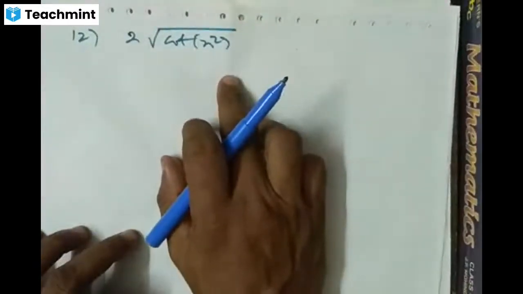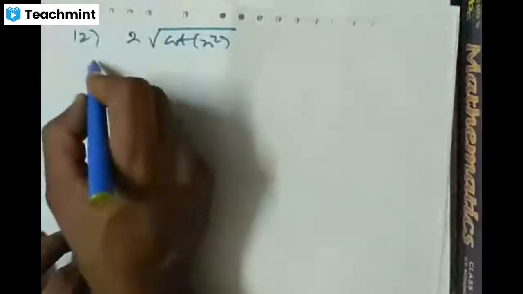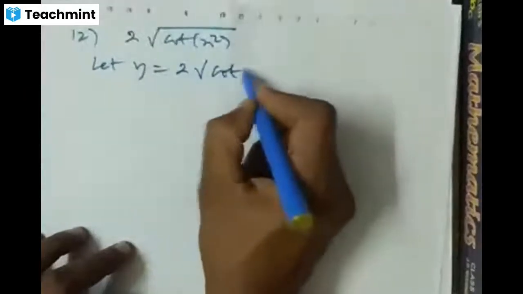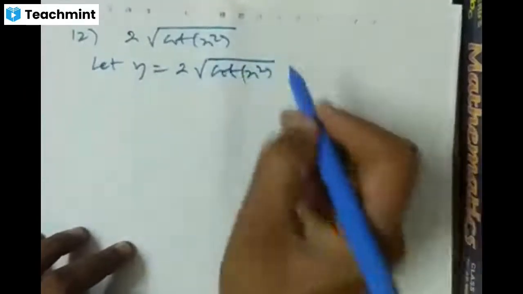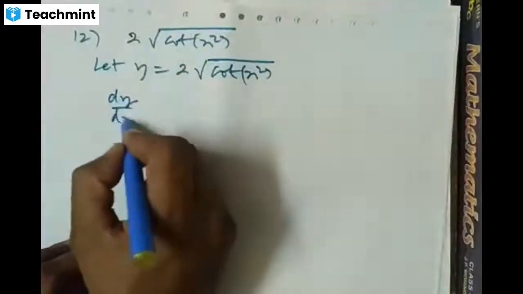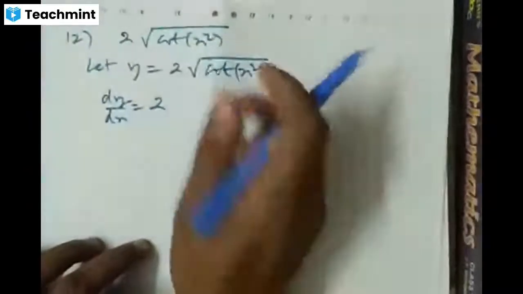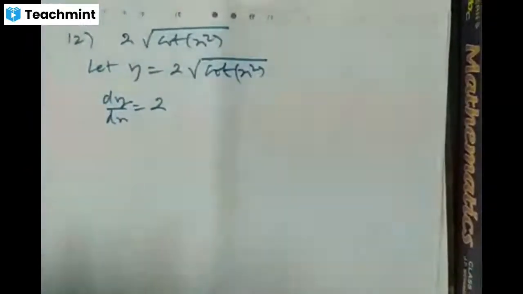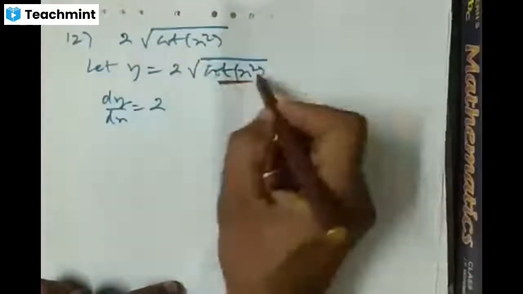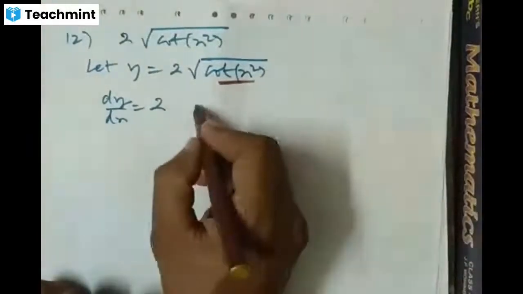So we shall take this function as y first. Let y be equal to 2 times square root of cot of x square. Then dy by dx is equal to 2 into d by dx of, assume the whole thing as x. What is the derivative of root x? 1 by 2 root x, right?